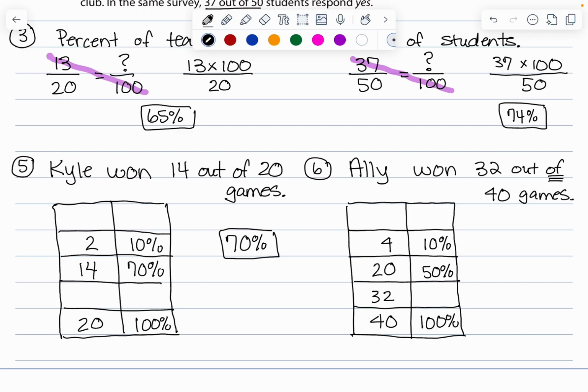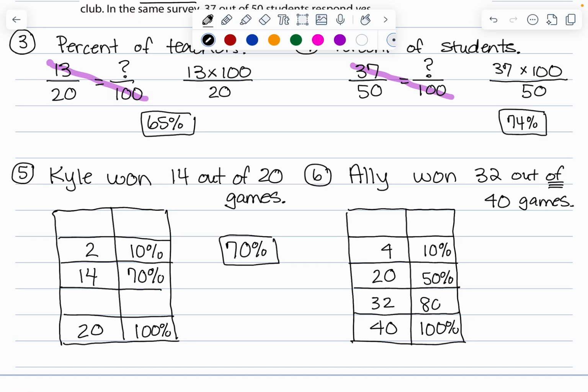I can turn a 4 into a 32. 4 times 8 is 32. So I can do the same thing to my 10%. 10% times 8 is 80%. So Allie won 80% of her games. Okay, so 3 different methods.